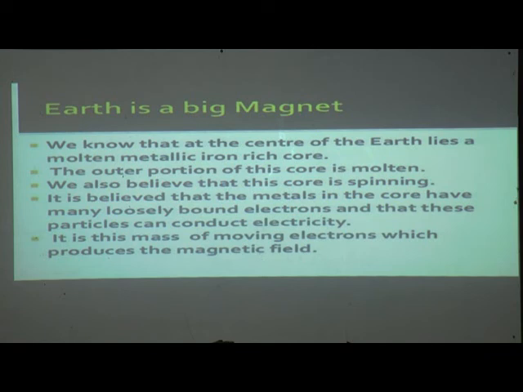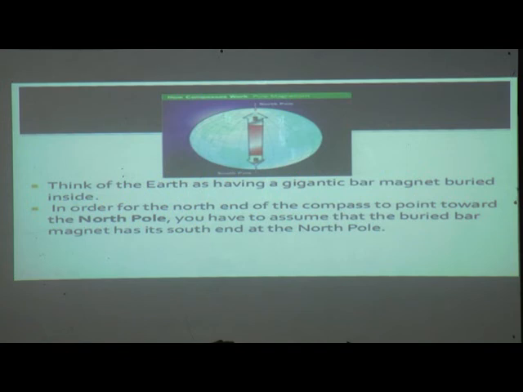Because of this mass of moving electrons, a magnetic field is produced. So that is why it is said that earth is a big magnet. Think of earth as having a gigantic bar magnet buried inside. Here you can see, in order for the north end of the compass to point toward the north pole, you have to assume that the buried bar magnet has its south end at the north pole, like this.